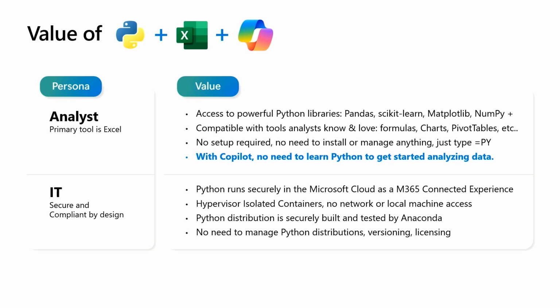So for my IT friends, we've built security and compliance into the core of Python in Excel. And we've made some really tricky decisions, and we've had to make some tricky trade-offs, always prioritizing security. For example, Python in Excel runs securely in the Microsoft Cloud as an M365 connected experience. Our Python runtime has no access to the network, and it has no access to the local machine, and it runs in a sandbox. There's never any data at rest. Our Python distribution is securely built and tested by our friends at Anaconda. Some of them are here in the room.